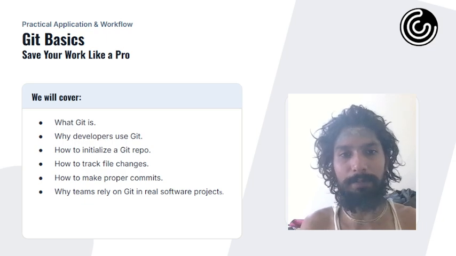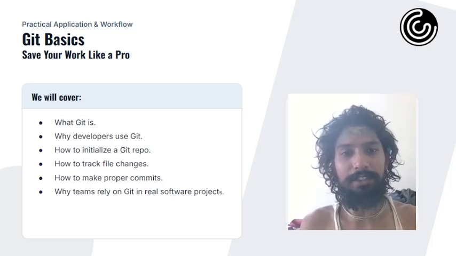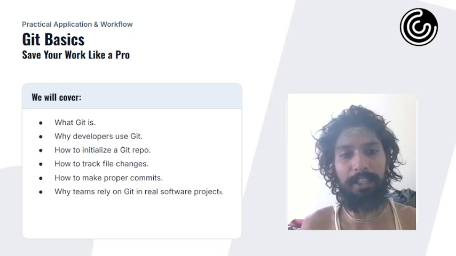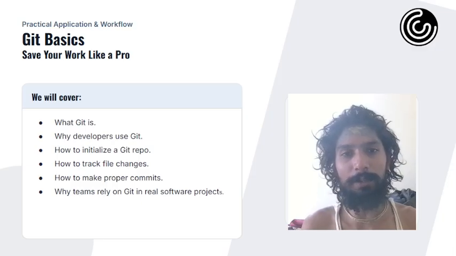Today we will keep it very simple. We will create a small project, initialize Git inside it, make 2 to 3 code changes, commit each change properly, see how Git tracks changes, and understand why teams rely on Git. Do not worry if Git feels scary in the beginning. Most beginners feel the same. But once you understand the basic flow, Git becomes very logical.